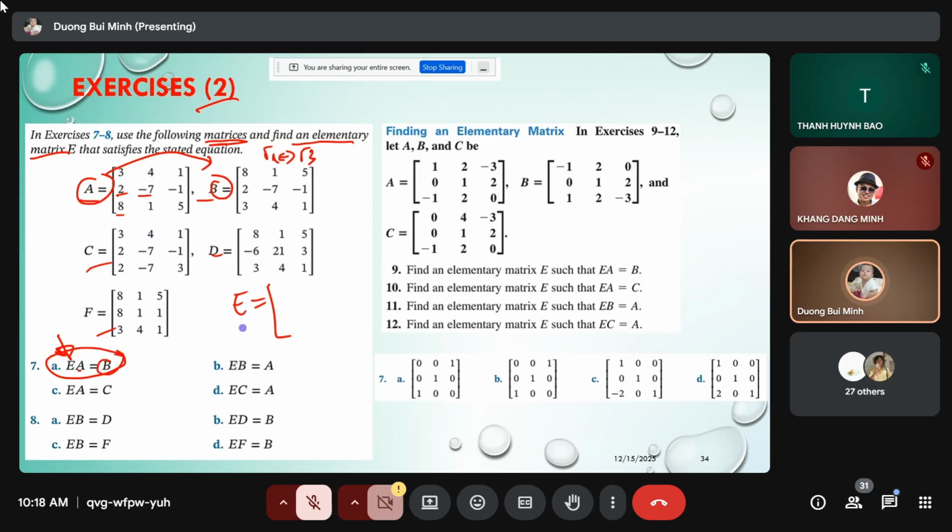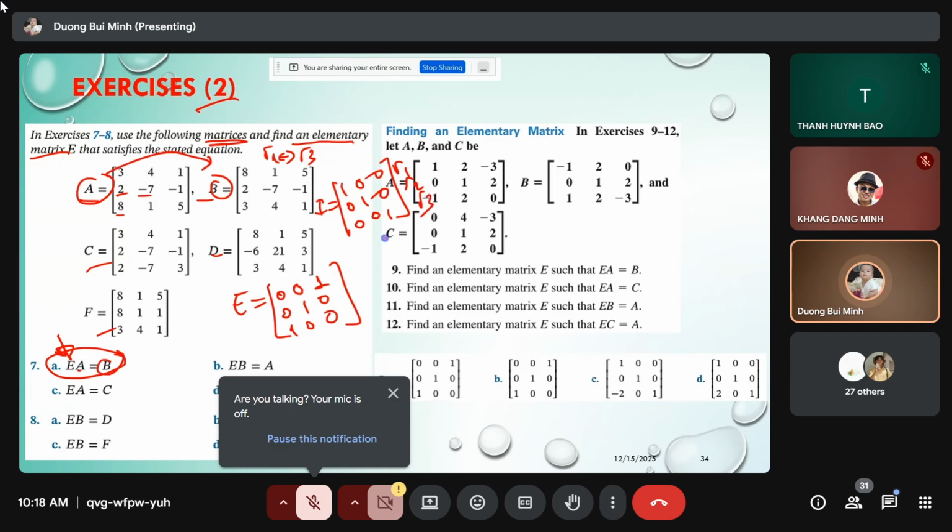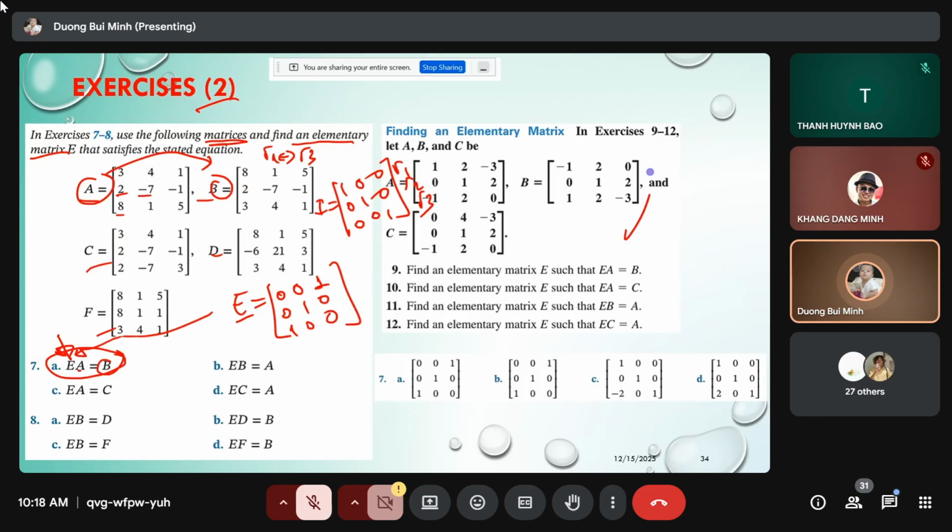So E should interchange R1 and R3. This one is 0 0 1, 0 1 0, and 1 0 0. We interchange, right? Because the identity matrix is 1 0 0, 0 1 0, 0 0 1, with rows R1, R2, R3. So when we interchange R1 and R3, you get this. So this one is E. Very easy, and so on.